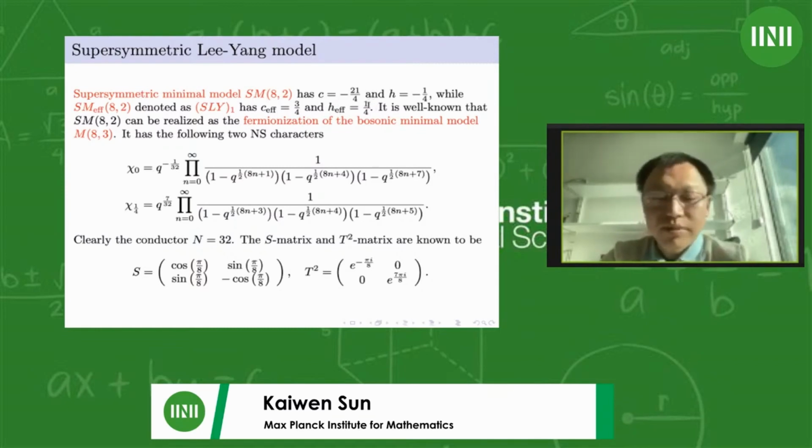So you probably heard that this supersymmetric model was known in the 1990s to be realized as a fermionization of the bosonic minimal model M(8,3). And the two Neveu-Schwarz characters are just like this. And so the S matrix and the T squared matrix are like this, under the Gamma theta modular transformation.